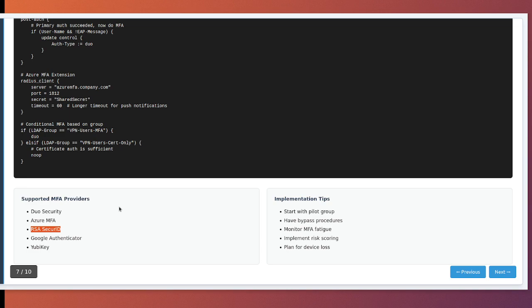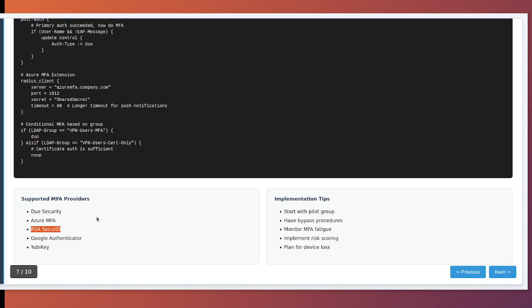You can implement adaptive authentication based on context. Your RADIUS server can make decisions based on the source IP, time of day, or device certificate. For example, connections from the corporate network might only require a certificate, whereas connections from unknown locations trigger additional MFA challenges. FreeRADIUS with custom policies makes this straightforward to implement.